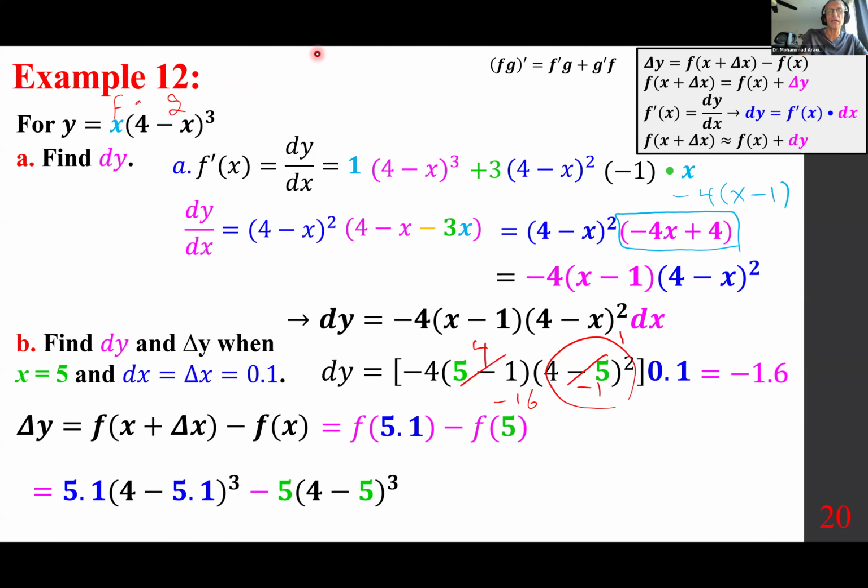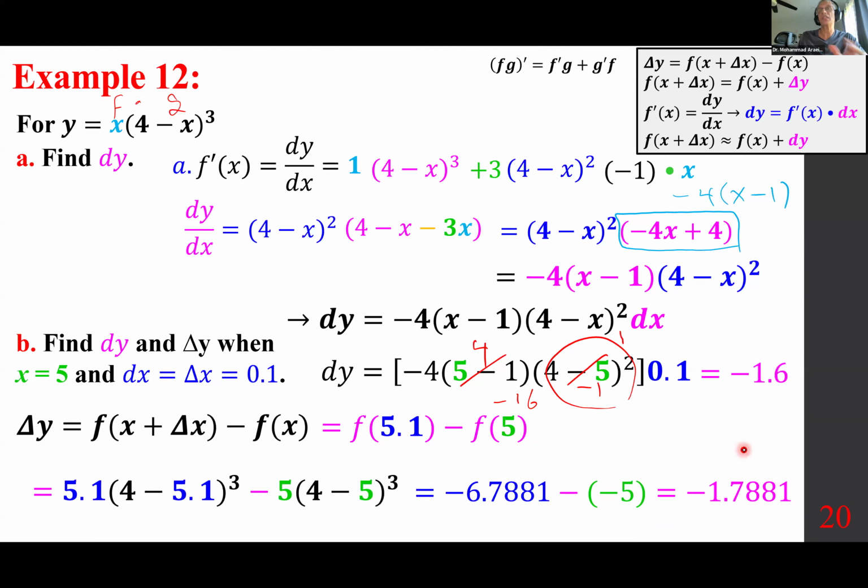And I hope you realize this was pretty easy to calculate. No need for a calculator. But anyways, 4 minus 5.1 is -1.1. You can do it by hand. Cube it, times 5.1. Subtract this one and you get these two numbers. The answer is -1.7881.